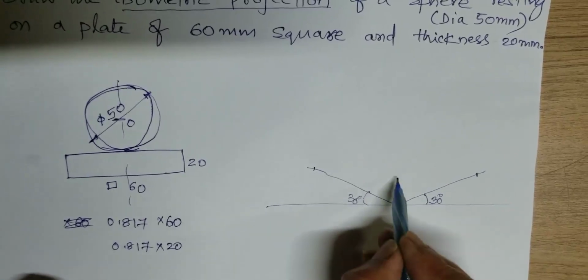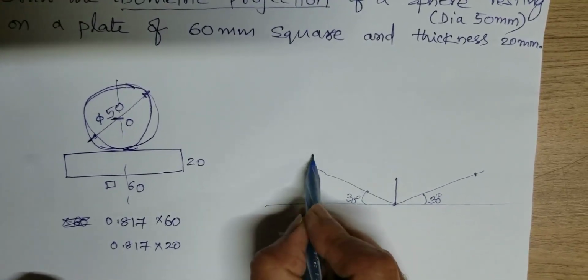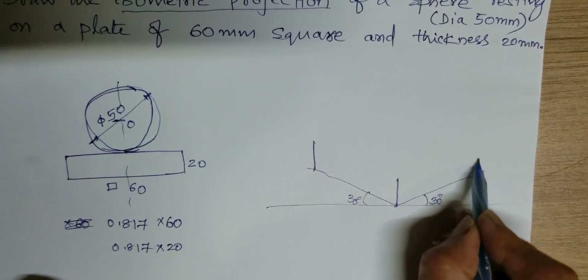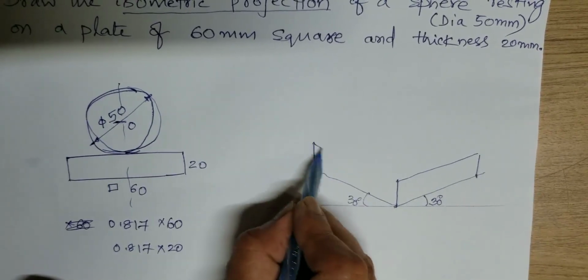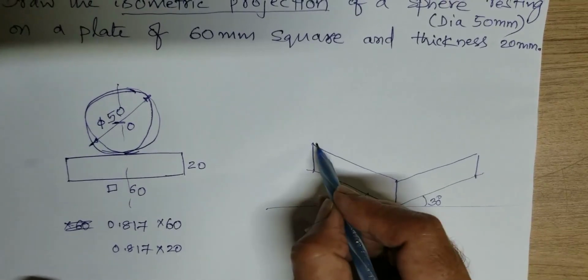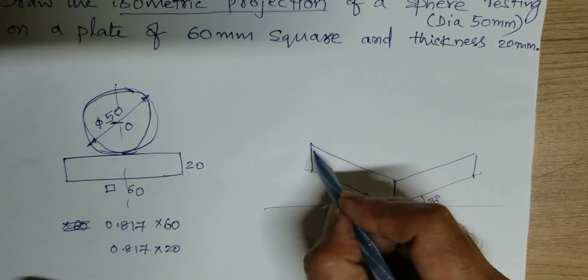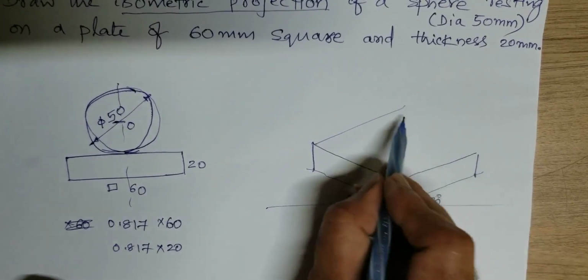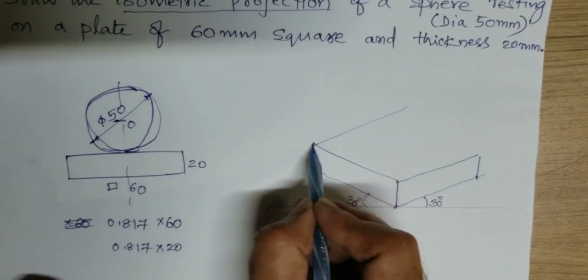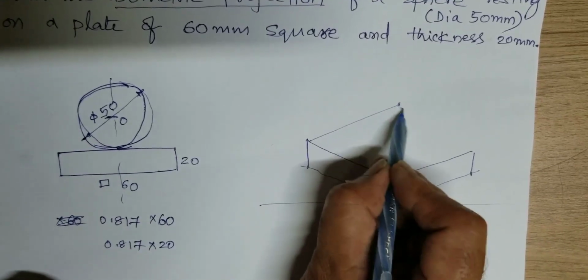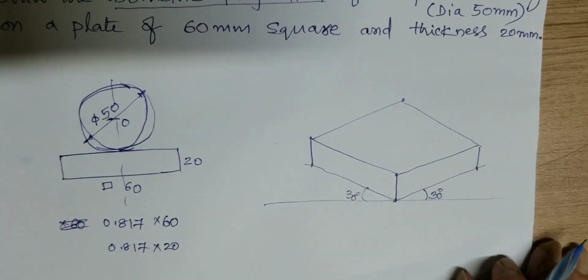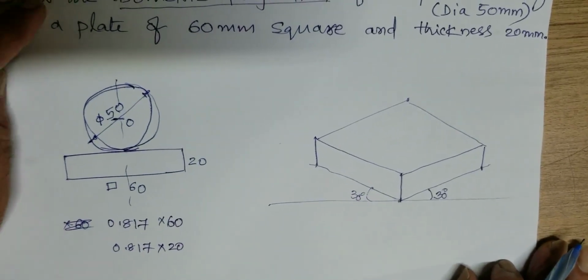Then for the plate, whatever height we get here, draw the same height here. You construct this plate like this. This line is parallel to this line, with the same length. You put the point here, at the same length, and join these two points. Likewise, we get the plate.